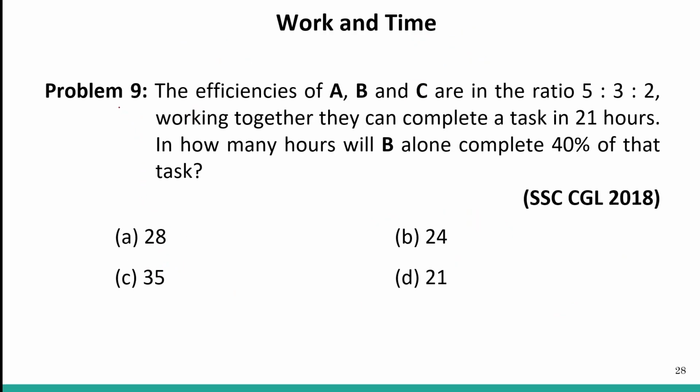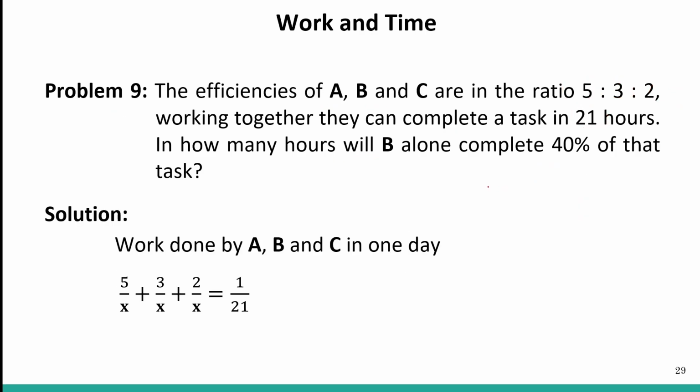So let's see problem number 9. The efficiency of A, B and C are in the ratio 5:3:2. Working together they can complete a task in 21 hours. How many hours will B alone take to complete 40% of that task? This question has been asked in the SSC Exam 2018 paper. Let's see which among these 4 options is actually the correct one.